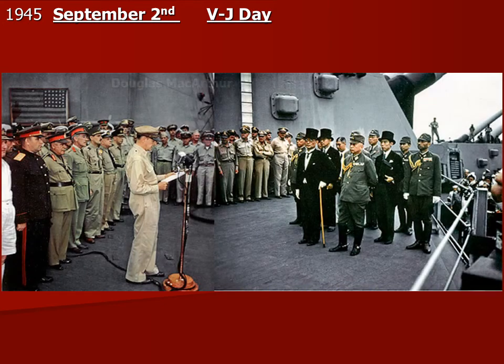September 2nd, 1945 is known as VJ Day. This is where the Japanese officially surrender to Douglas MacArthur on the USS Missouri, as you can see pictured here. They actually started to surrender on August the 15th, and then finally they will sign the papers and formally surrender to us on September 2nd.